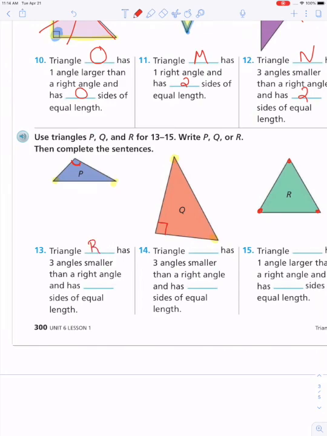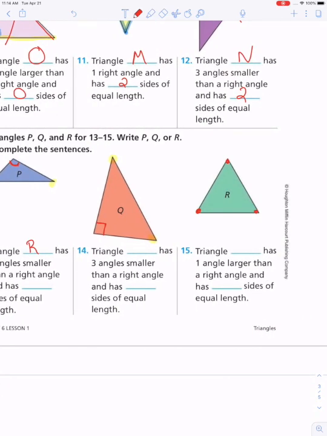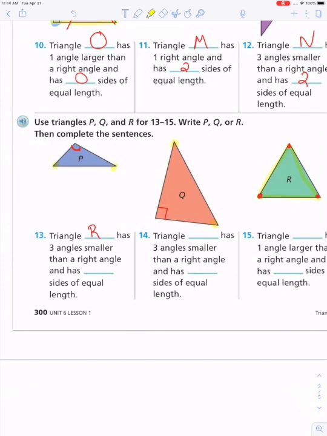And has blank sides of equal length. Well, if I look at this, let's go ahead and highlight this. This line and this line look to be the same, and this line. So this looks like to be an equilateral triangle. All sides are the same length. All angles are the same. So we're going to put a 3 in there. All 3 sides. So we can X out R. We've got R done.